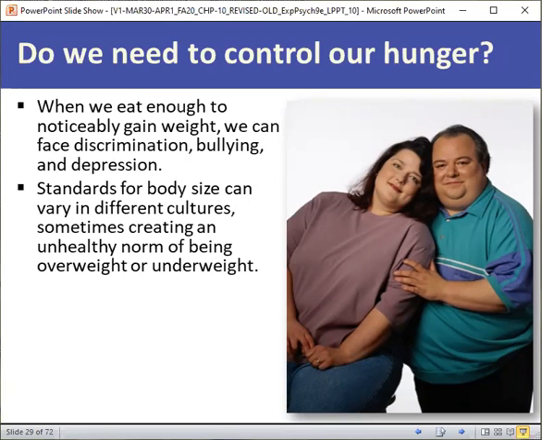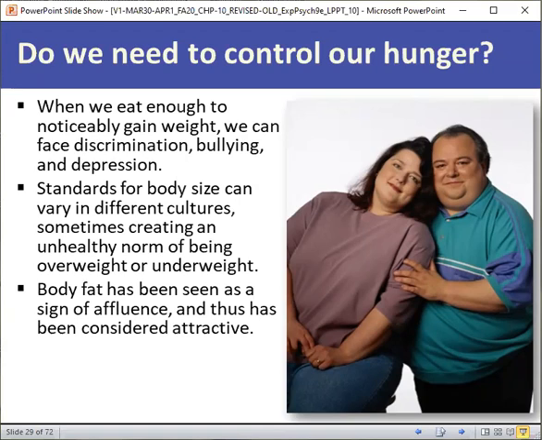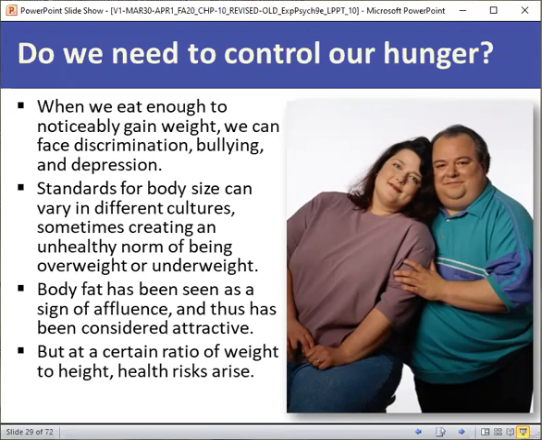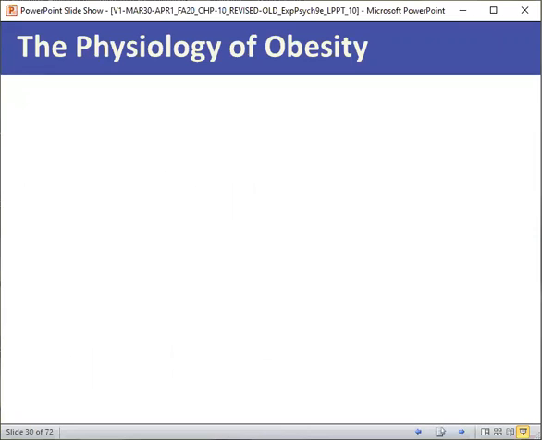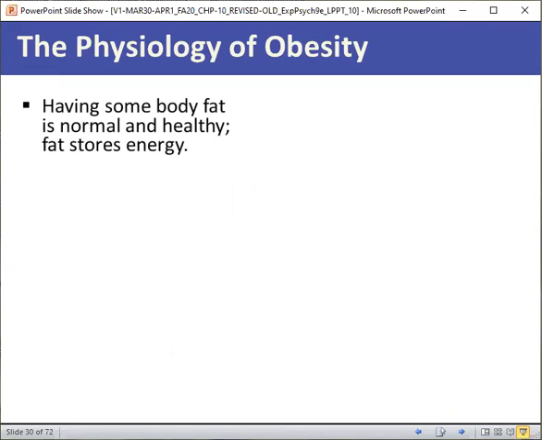And again, it does vary from culture to culture. In some cultures, someone who is considered to be skinny here would not be seen as attractive at all. Body fat has been seen as a sign of affluence and thus has been considered attractive, as I was stating. But a certain ratio of weight to height does provide some health risks that I'm sure most people are familiar with by now. So the physiology of obesity: having some body fat is normal, and a healthy fat stores energy. As I was describing, the whole body fat thing was about survival a long time ago.